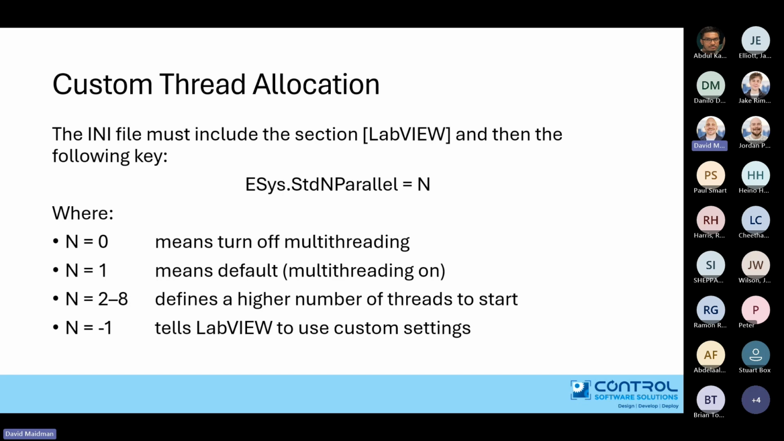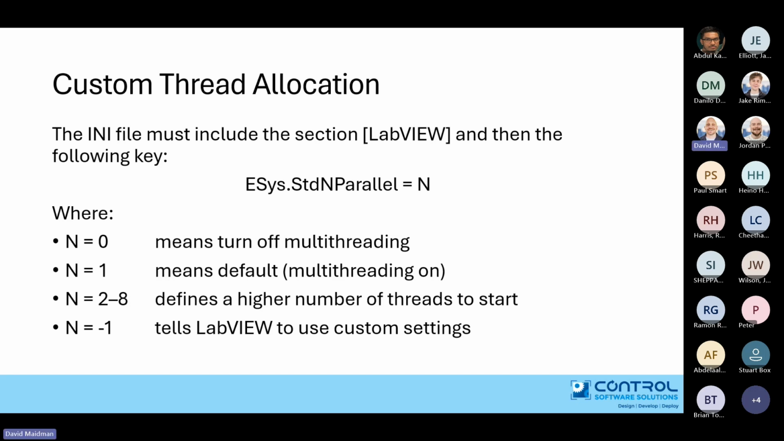Okay, so we've got ESYS for execution system, and then we've got standard. I don't know exactly how this works out, but what it means is the number of threads to apply to each of the thread schemes, basically. So if we say n equals 0, that means turn off multi-threading. On the machines we've got now, I'm not sure why we would, but you can turn off multi-threading. If you set it to 1, that's the default, which means multi-threading is on.